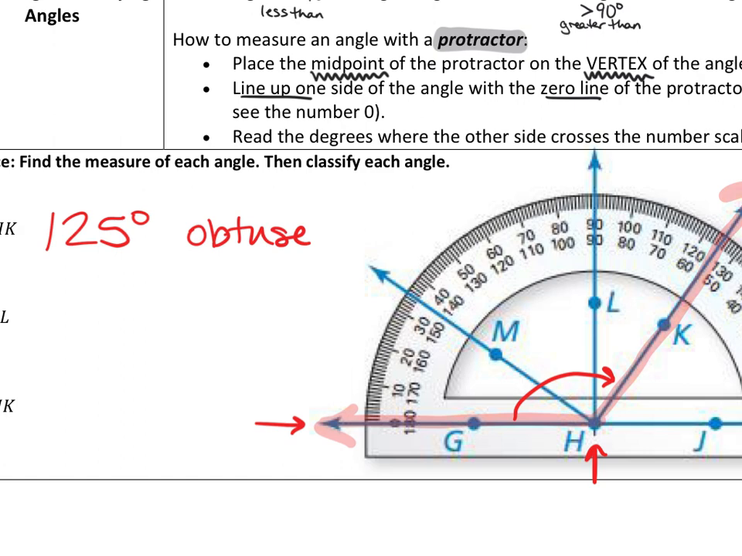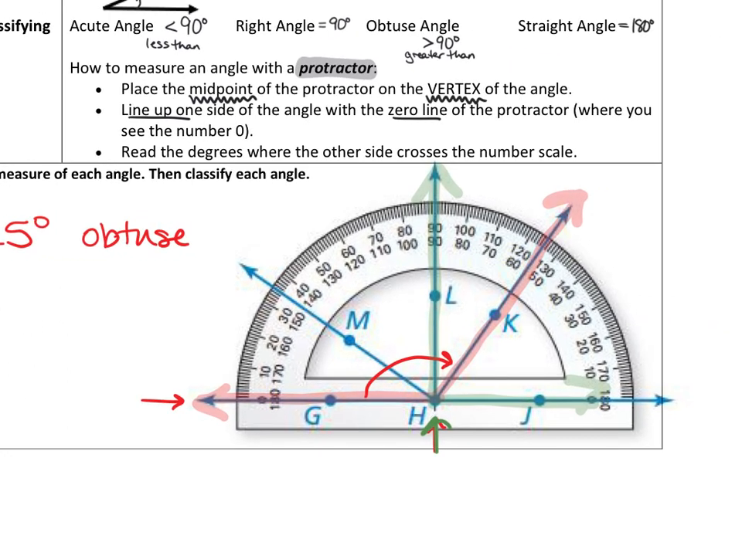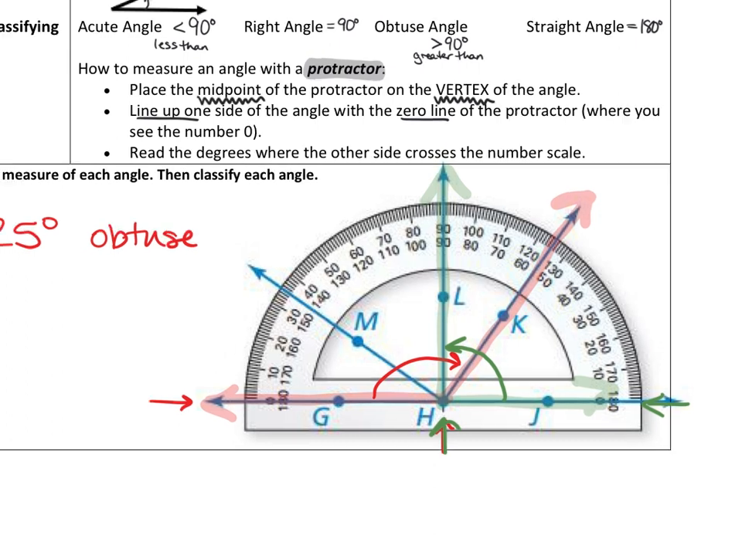What about JHL? So grab a different color highlighter, please. You might have to share with your friends. And we're going to highlight from J to H to L. Now we notice again, the vertex is here in the center, and this time our 0 is starting on this side. But if we count from 0 up to that angle measurement, how much is it? 90 degrees.